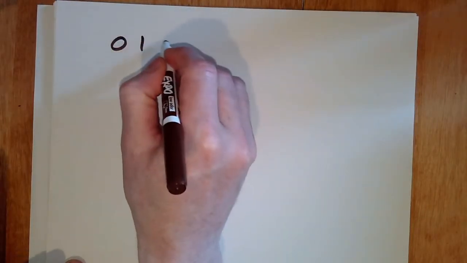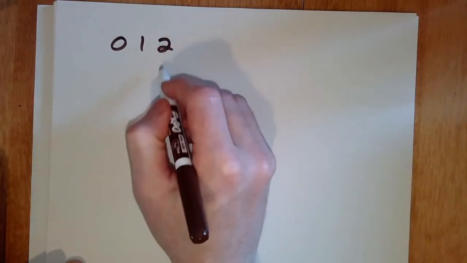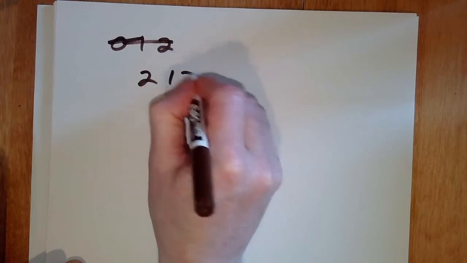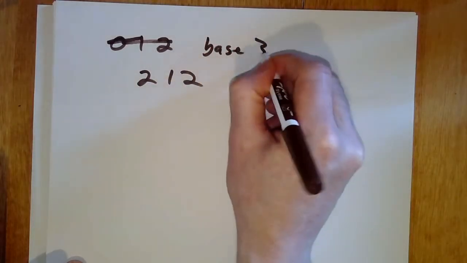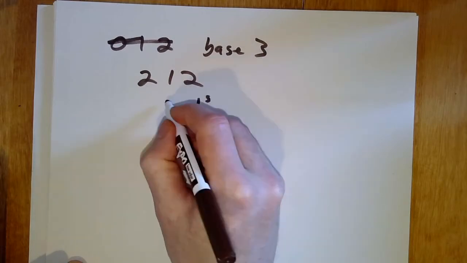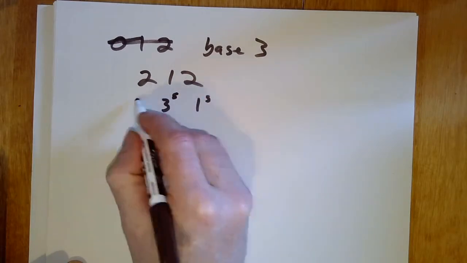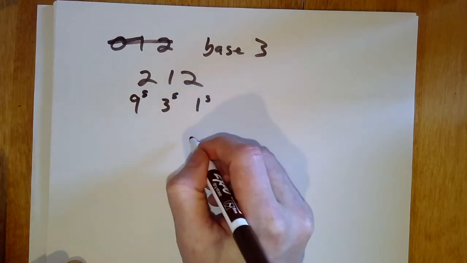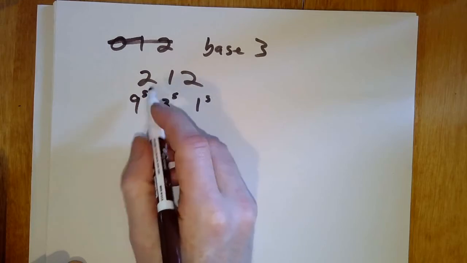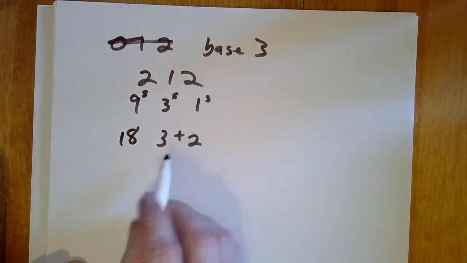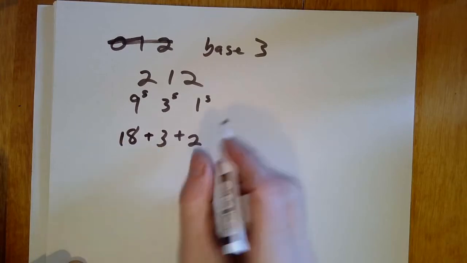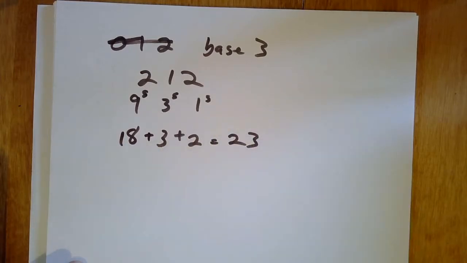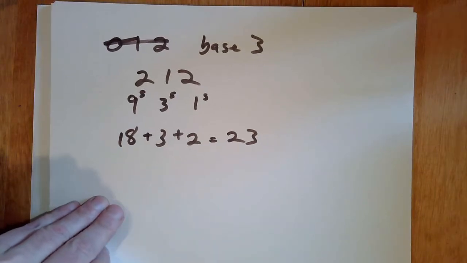Let's think about a base 3 system, with digits 0, 1, 2. Or let's do 2, 1, 2 in base 3. So there are 2 ones. There's 1 three. And there are 2 nines. So this is 2 plus 3 plus 18, right? So that's 23. And we can take this process and sort of reverse it. So let's think about how we might reverse this.